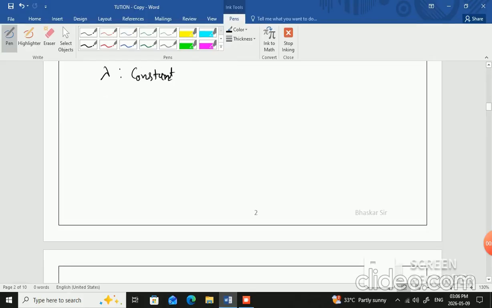Now we discuss another model. The model is ARIMA, autoregressive integrated moving average.